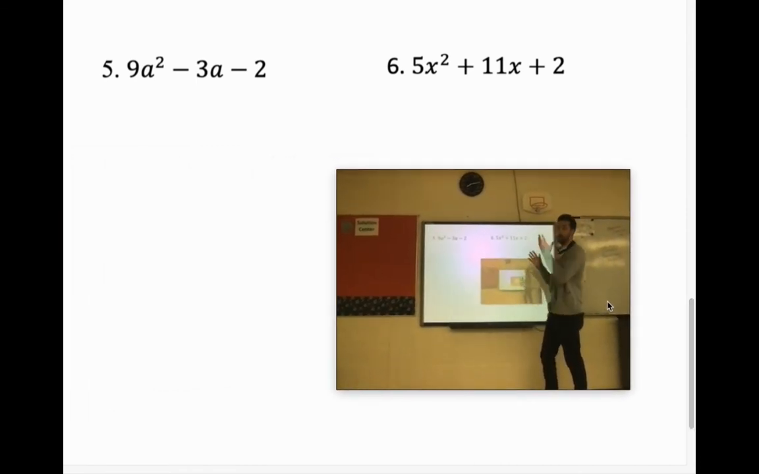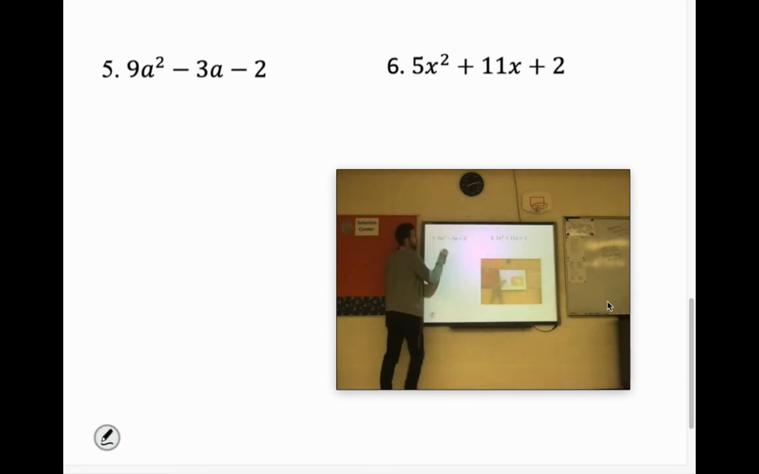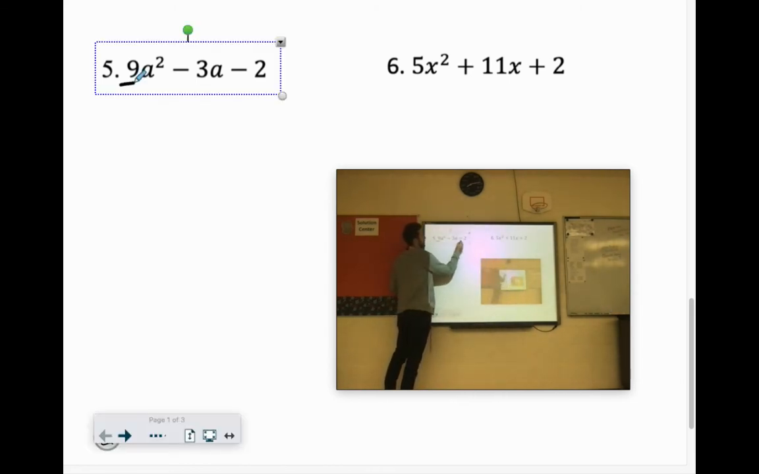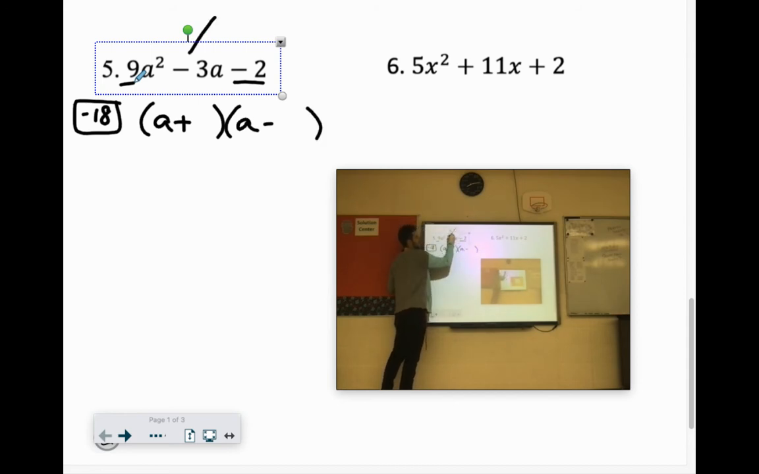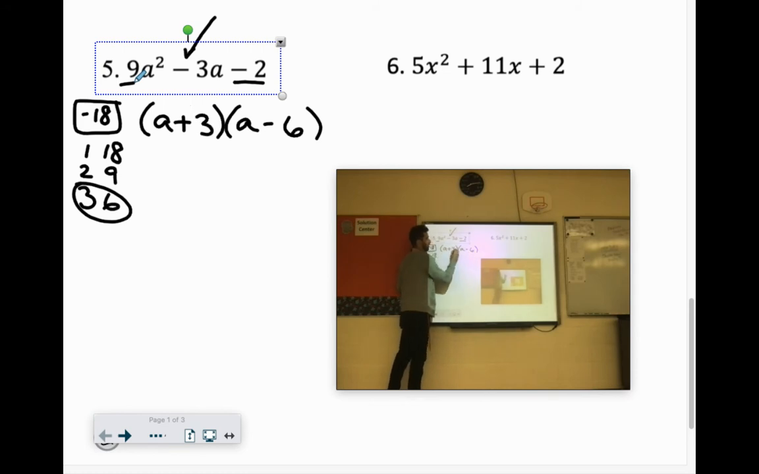All right. Common factor on number 5, 9a squared, 3a, 2, no. So we multiply first and last. 9 times negative 2 is negative 18. Has to be one of each. Now because they add up to negative 3, our big number is going to have to go with the minus initially. We need them to be 3 apart. So 1 and 18, 2 and 9, or 3 and 6. 3 and 6 would be our numbers that we need. So it has to be minus 6 plus 3.